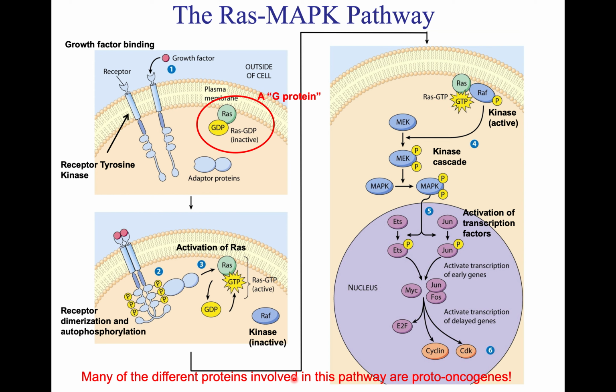But I did just want to point out now that really any of these proteins that are part of this pathway could potentially become oncogenic, right? A lot of these would be considered proto-oncogenes. So even though we're focused on RAS here, and RAS is certainly a proto-oncogene that often becomes oncogenic, RAF could be a proto-oncogene, MAPK could be a proto-oncogene, some of these transcription factors could be proto-oncogenes for that matter, and we'll come back and talk about that idea again just briefly.